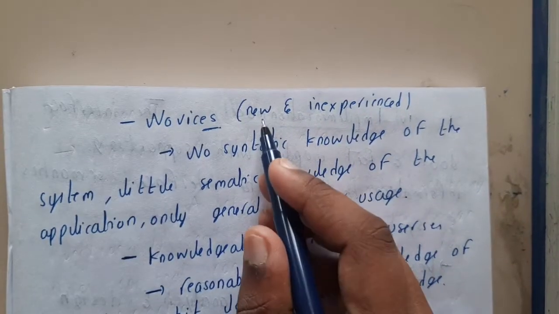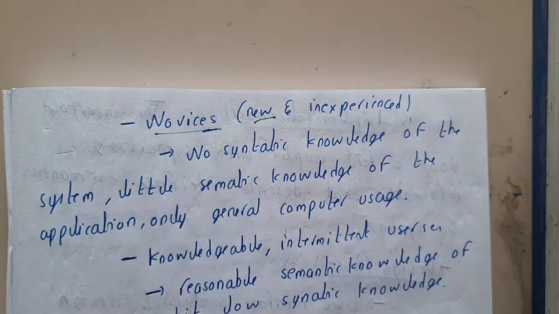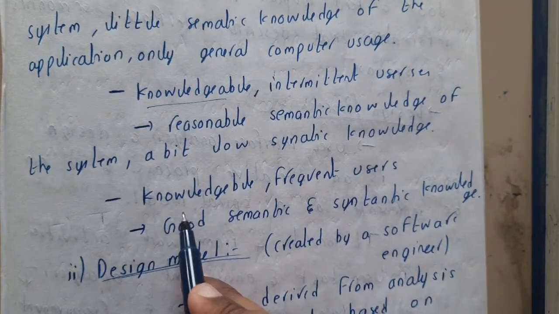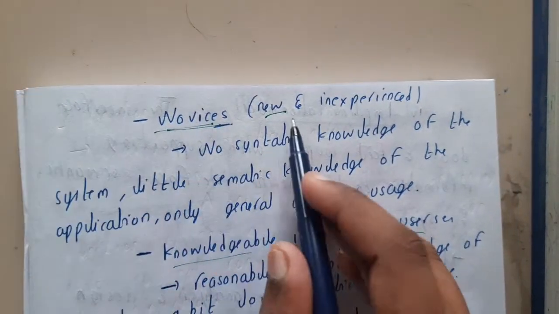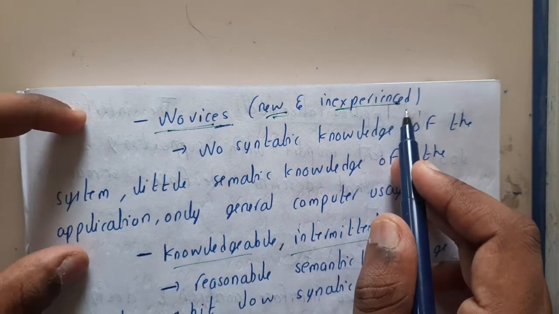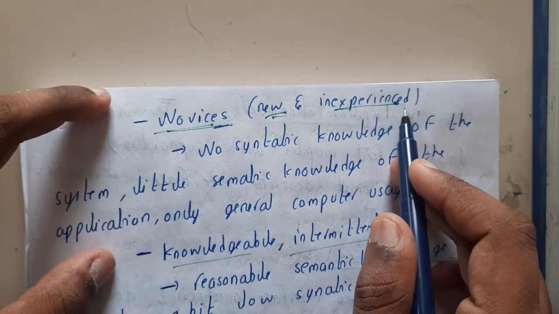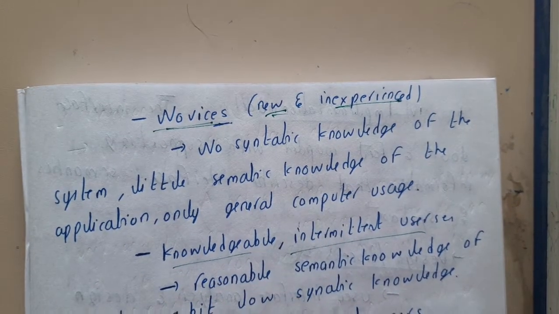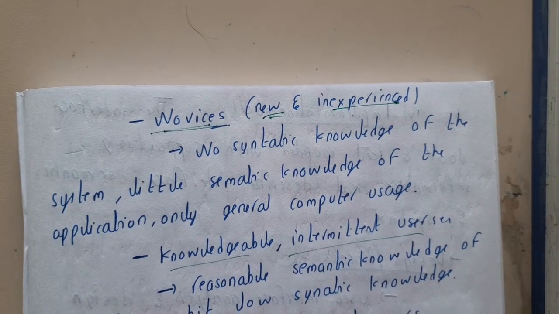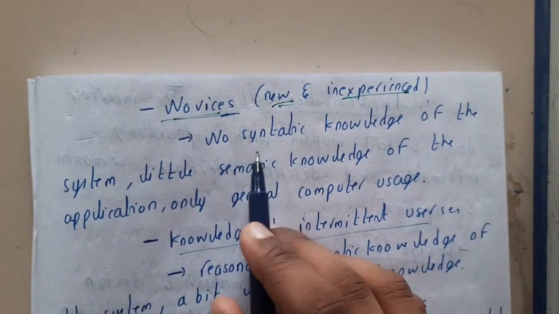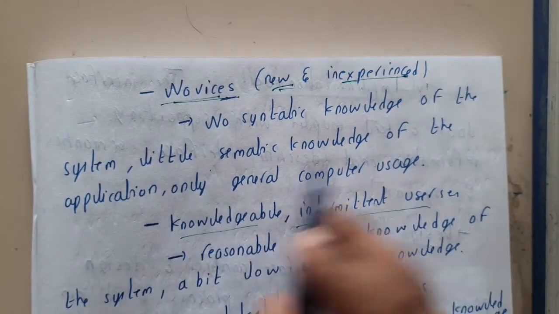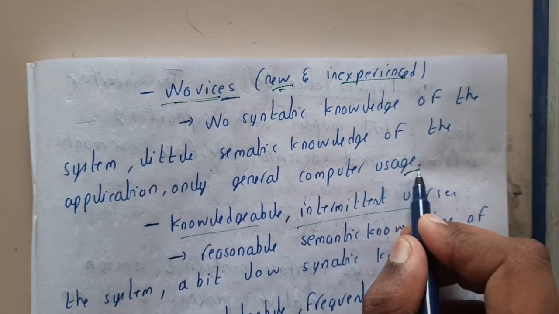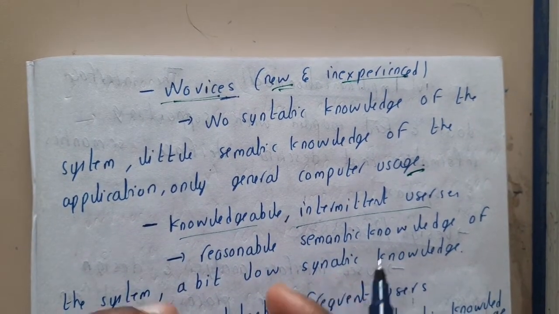These are categorized basically into users of different kinds: novices, knowledgeable intermittent users, and knowledgeable frequent users, that is, infrequent and frequent users. Novices are nothing but new and inexperienced. These users do not have technical knowledge. They are new here, and they have no experience with any previous apps like your application. They have no syntactic knowledge of the system, little semantic knowledge of the application, only general computer usage.